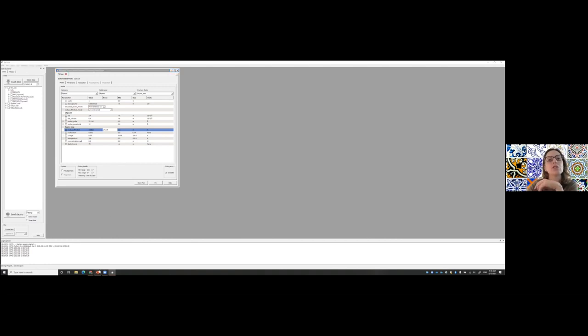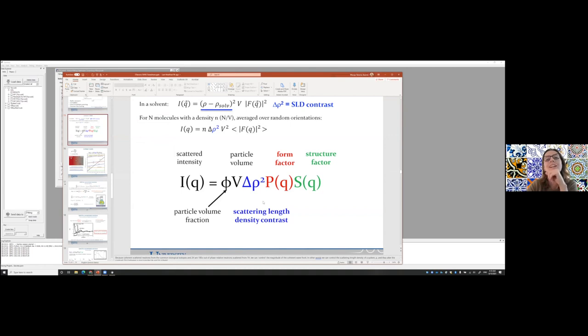But beyond that, you should just remember the magic formula. If you're fitting some multiplicative factor, you should be careful, and you should not fit multiplicative factors at the same time. Okay.